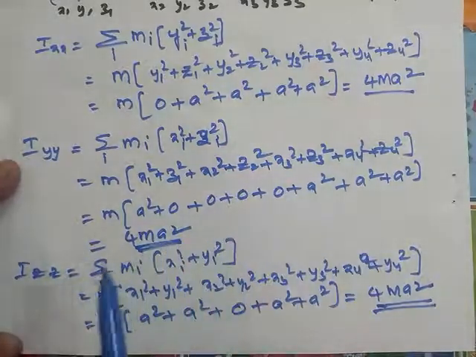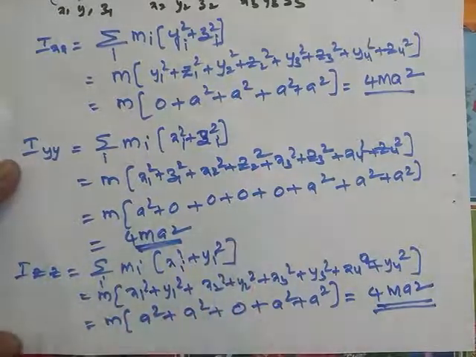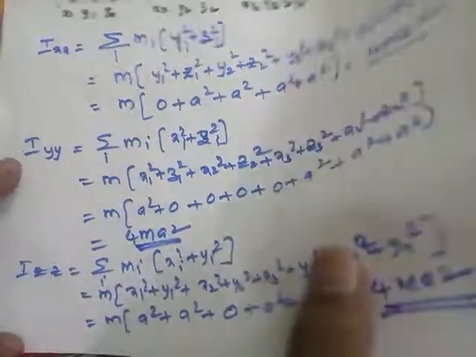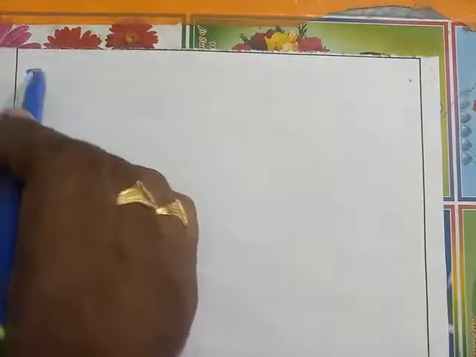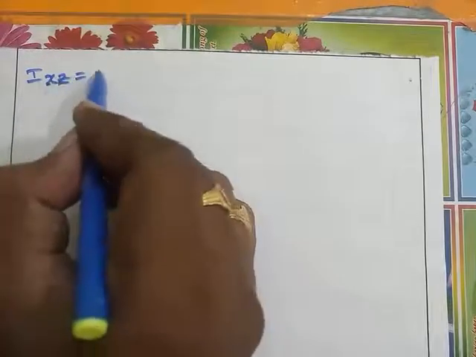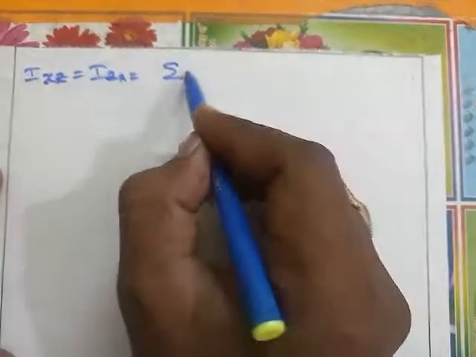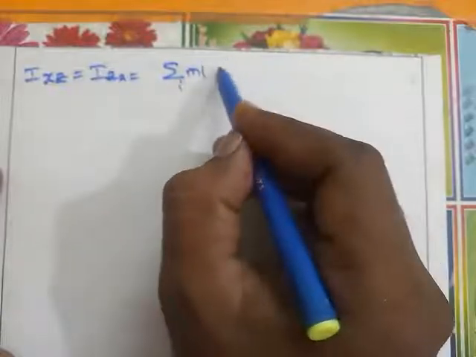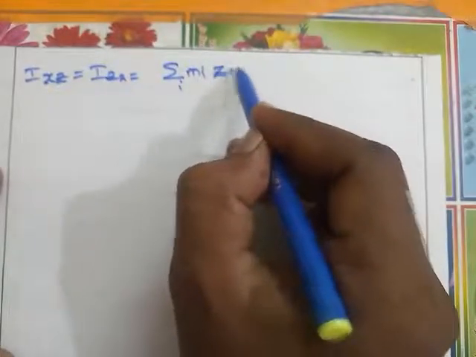Now we have to find the Ixy, Iyz and Izx values. Let us see how we can find these values. Now we have to find Ixz, which is equal to Izx, which is equal to summation over i of mi times the term zi xi.